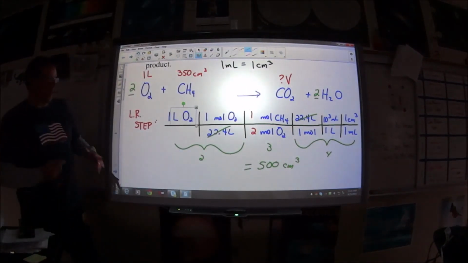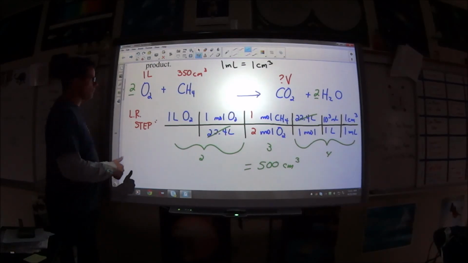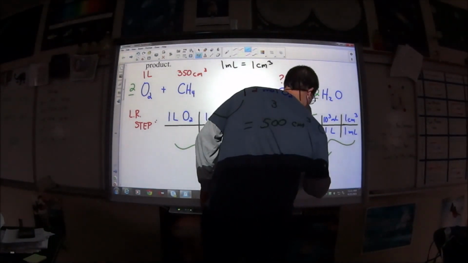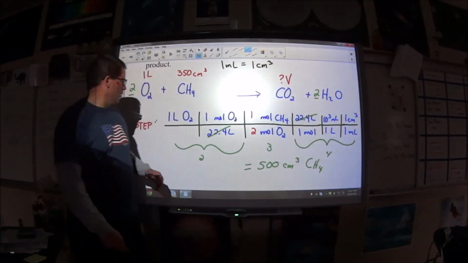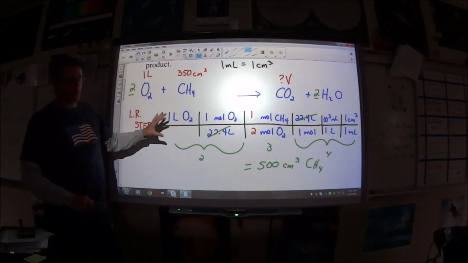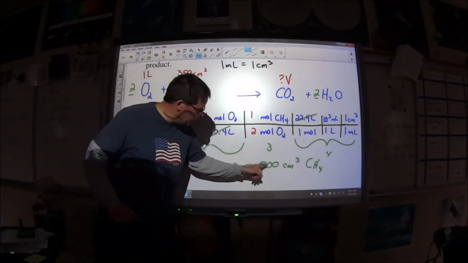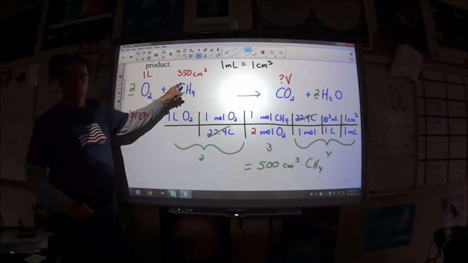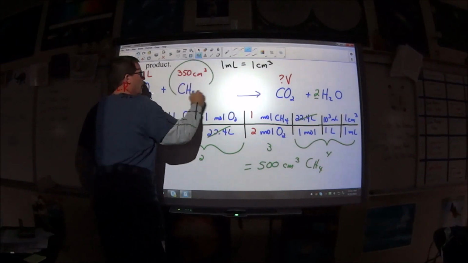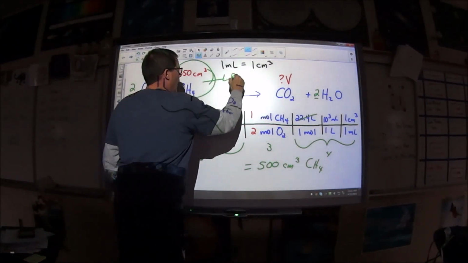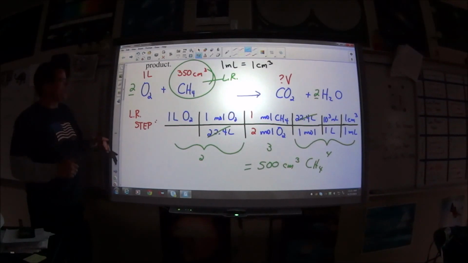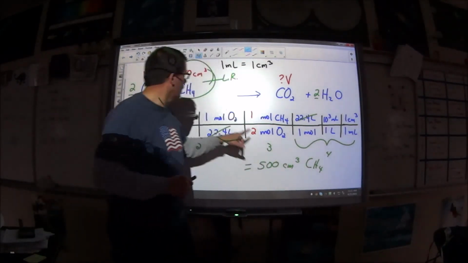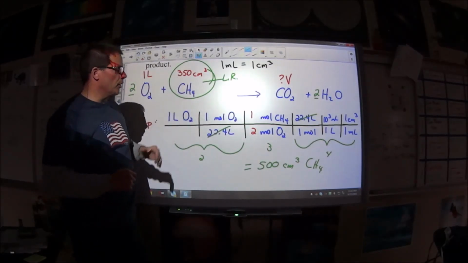Here's how we talk ourselves through this. If I used all of my oxygen, the 1 liter, I would need at least 500 centimeters cubed of methane. I only have 350. So my limiting reactant is my methane. I will not be able to use all of my oxygen because I don't have enough methane to completely react with it. I only have 350 centimeters cubed.